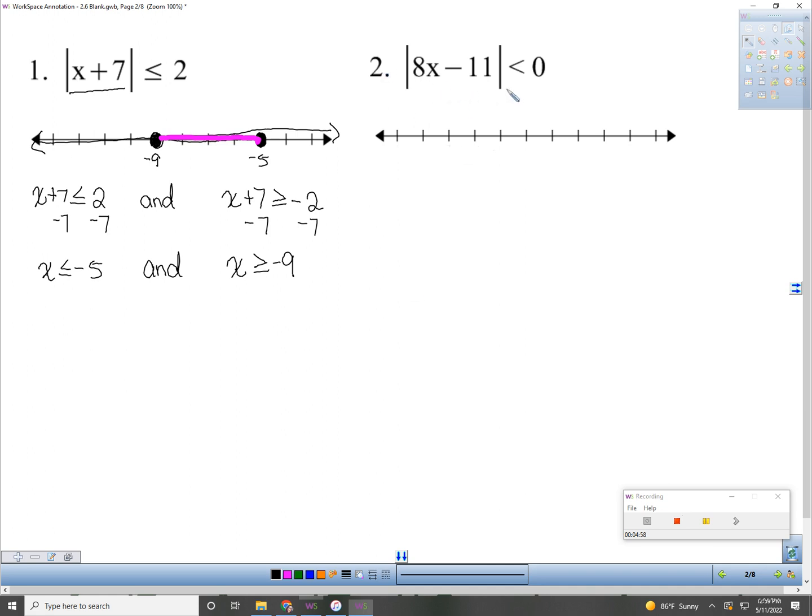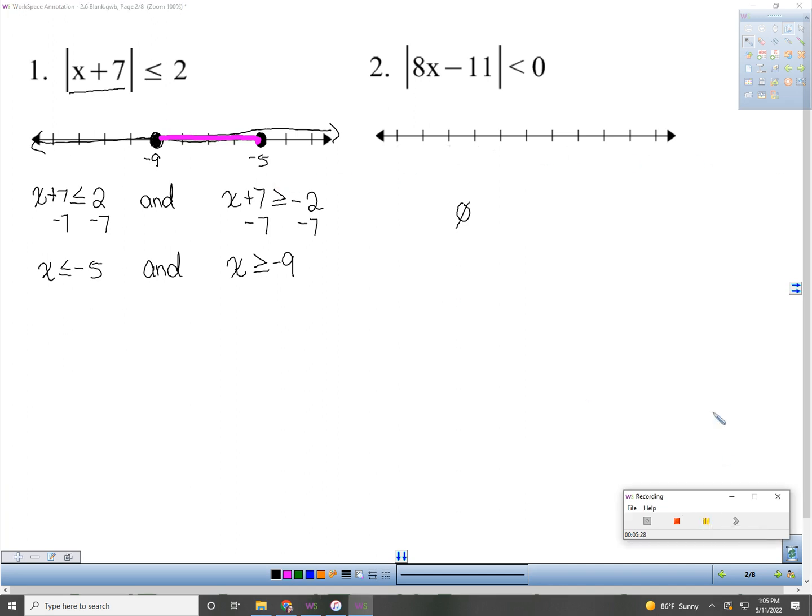I see that my absolute value is already by itself, meaning there's nothing on the outside of it on the same side. All right, but I notice that this says that the absolute value is less than 0. But I stated on the first page that your absolute value has to be greater than 0. So therefore, this would have no solution. And when there's no solution, you don't shade any part of the graph.